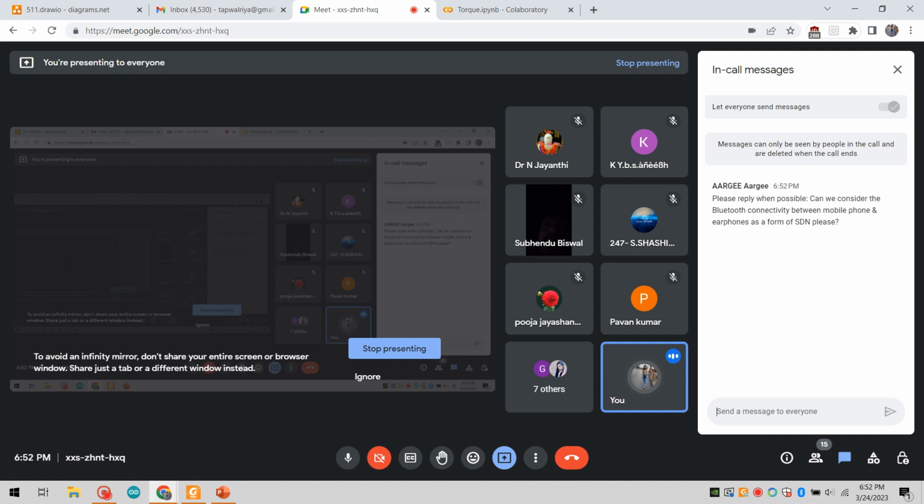Can we consider Bluetooth connectivity between mobile phone and earphone as a form of SDN? Can you please elaborate this question? I'll try to find out.